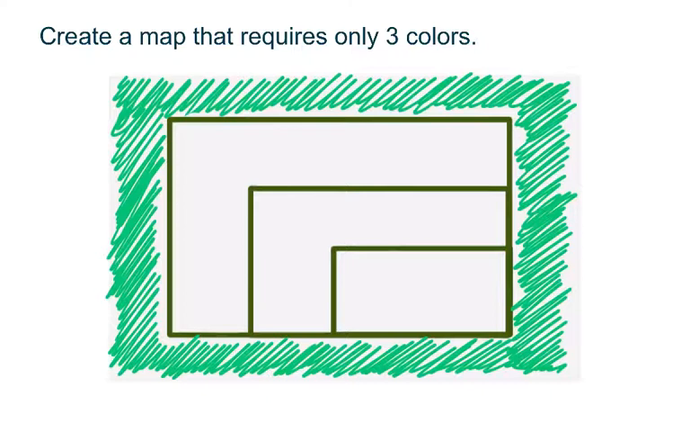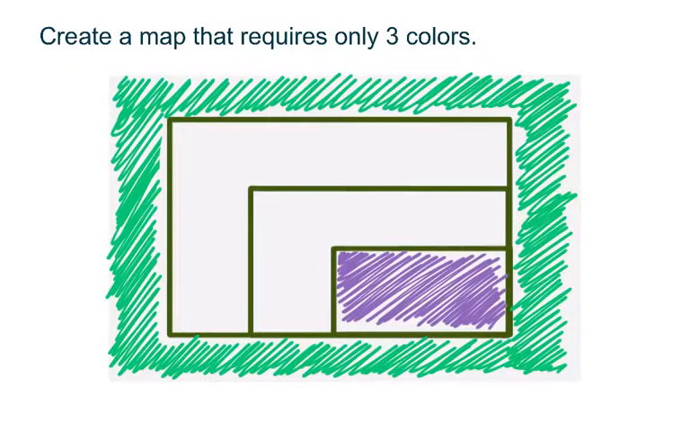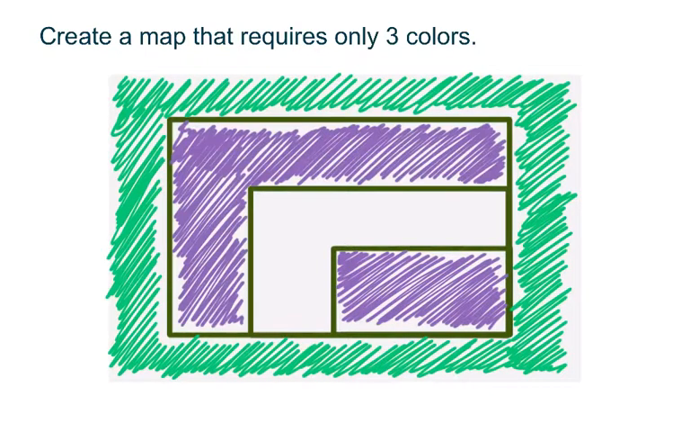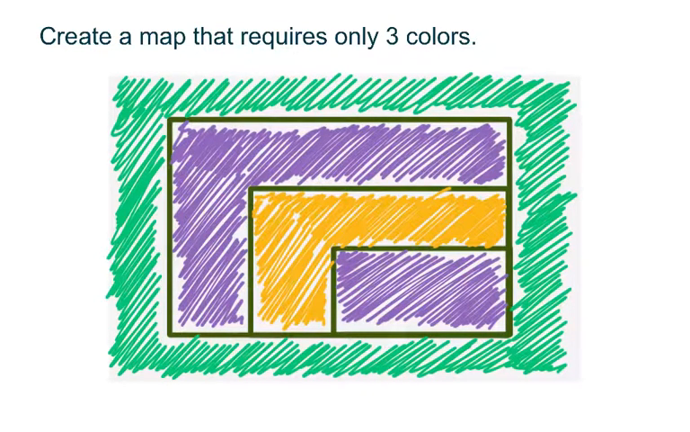I've gone ahead and colored the outside its own color because that's going to be colored one of the 3 colors. And then you can see the small rectangle and the larger one can be colored the same because they are separated by that region in the middle. So this one required only 3 colors.